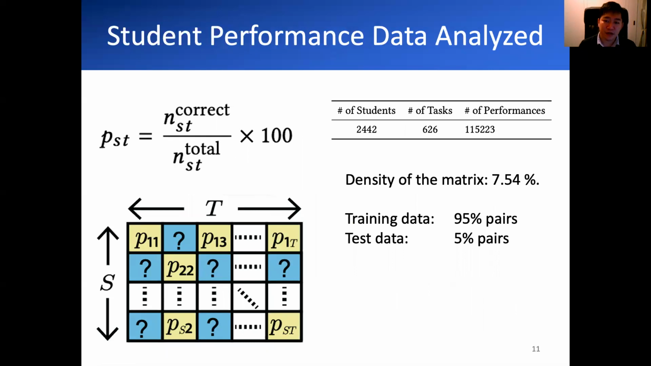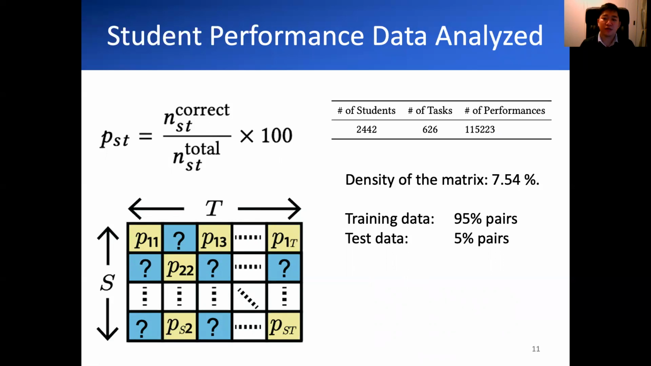For the quantification of the student performance, we utilize the percentage of the correct answers. Namely, the st entry of the matrix was calculated by the ratio of the number of the correct answers the S student gave to the tth task to the total number of the answers the S student gave to the tth task, multiplied by 100.